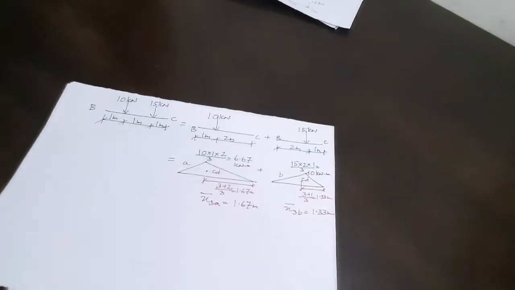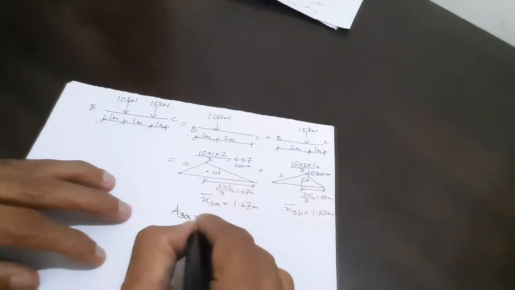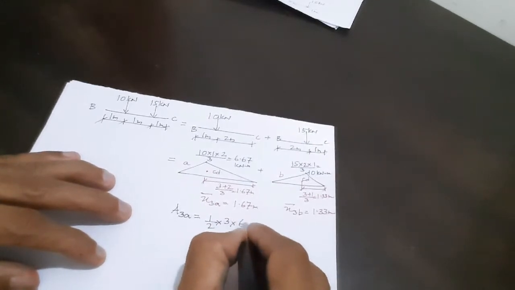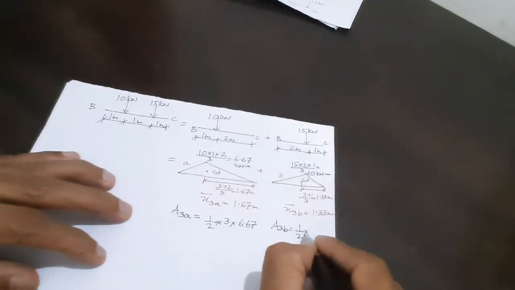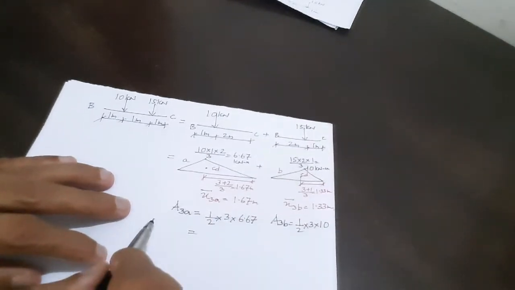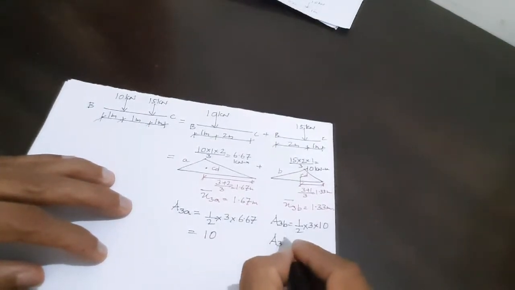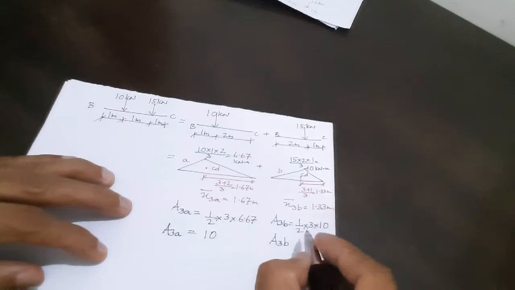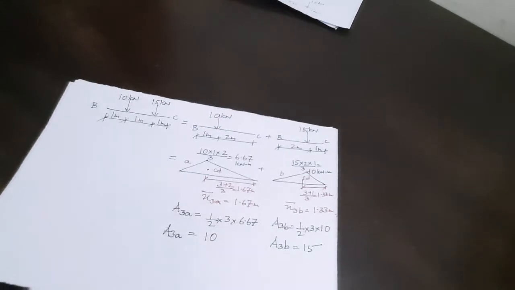Now what about the area of the triangle? Yes, area of the triangle I know. A3A is equal to, for the first figure, half into base into 6.67, and A3B is equal to half into 3 into 10. So this comes out to be 6.67 into 3, I take it as 20. 20 divided by 2, that is 10. And A3B is half into 10 into 3, 30. 30 divided by 2, that is 15. So I have calculated this for the BC portion by the principle of superposition.